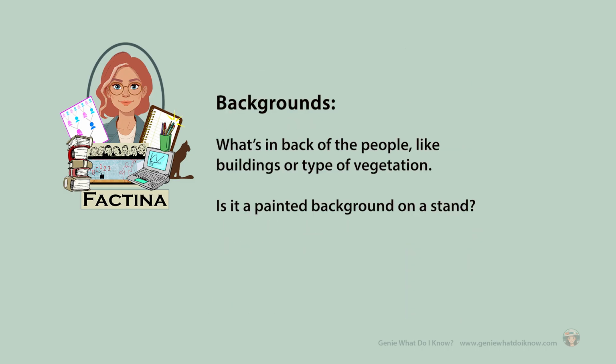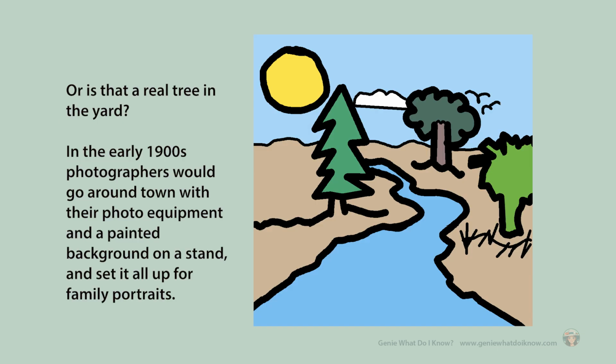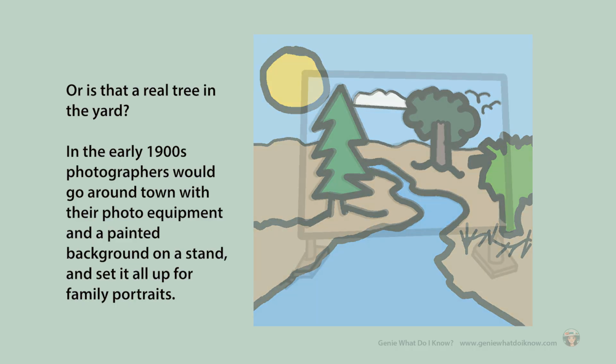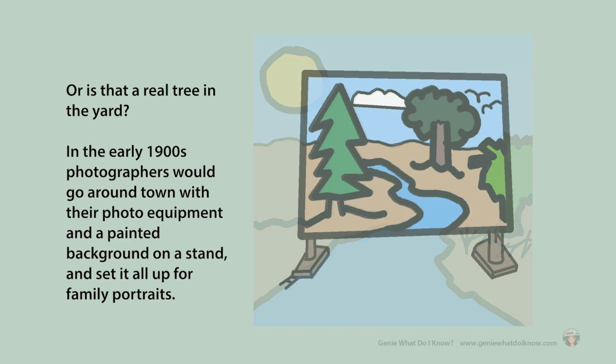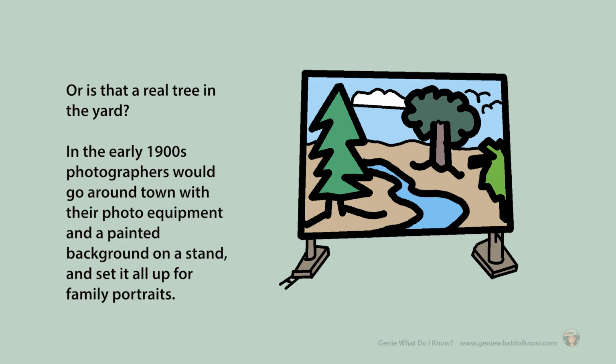Backgrounds. What's in back of the people, like buildings or type of vegetation? Is it a painted background on a stand? Or is that a real tree in the yard? In the early 1900s, photographers would go around town with their photo equipment and a painted background on a stand and set it all up for family portraits.